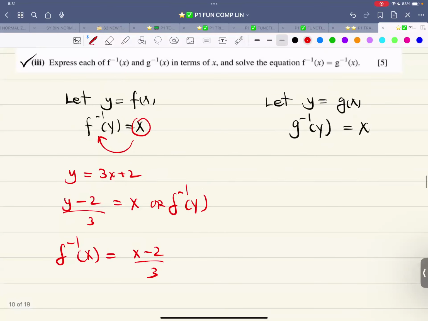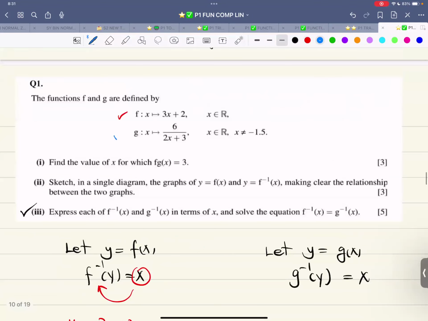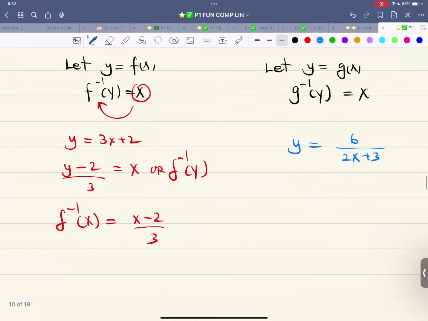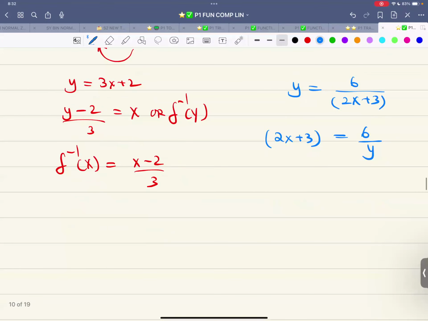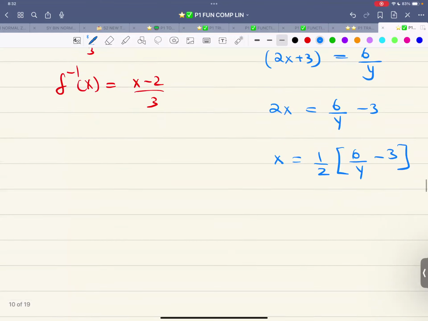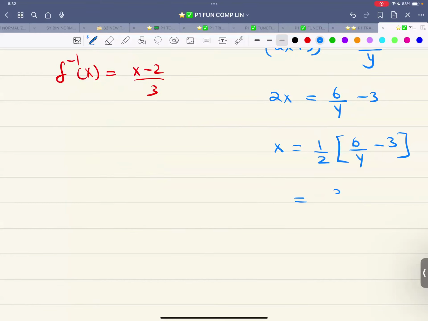All good, all clear? Over here, what is g(x)? 6 over (2x plus 3). Y equals 6 over (2x plus 3). Cross multiply the whole thing. Therefore, 2x plus 3 equals 6 over y. Yes, you can do it, you can cross multiply both things at once. No issue. 2x equals 6 over y minus 3. Therefore, x is half of (6 over y minus 3). If you want to simplify, you can. That is 3 over y minus 3 over 2.